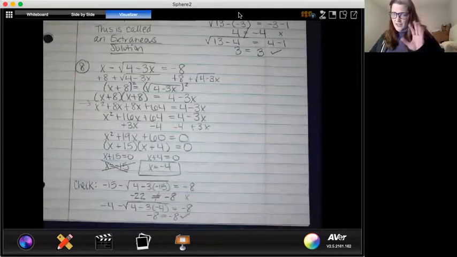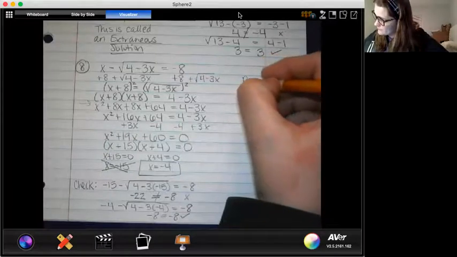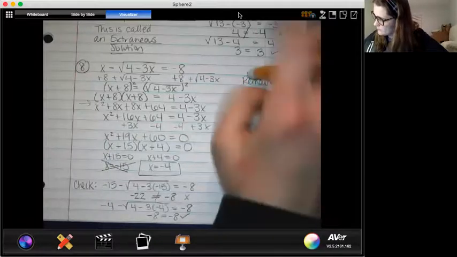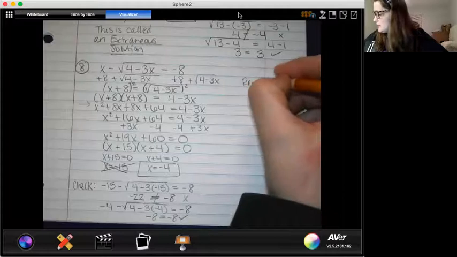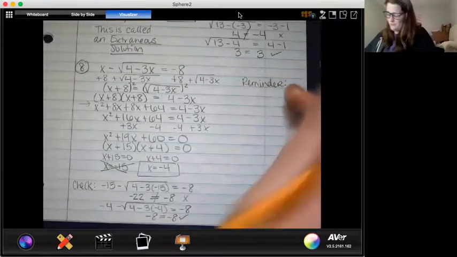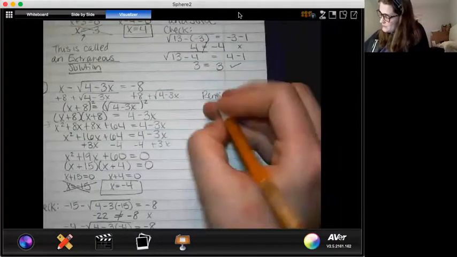So just kind of a step-by-step of what we've been doing for 7 and 8. So, reminder. Okay, so first thing we want to do is isolate the radical.